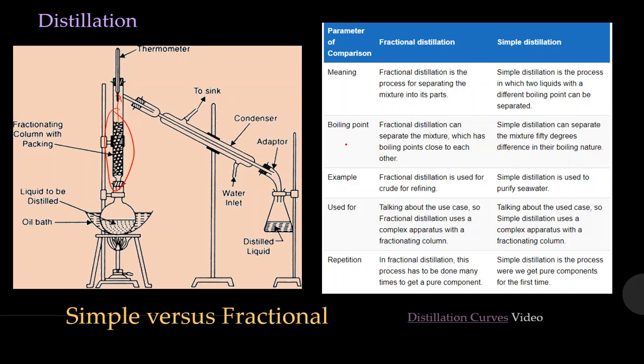So here's an example for the crude, for refining, getting the different fuel types. Simple distillation would just be basically more for like purifying seawater. It's not as precise.